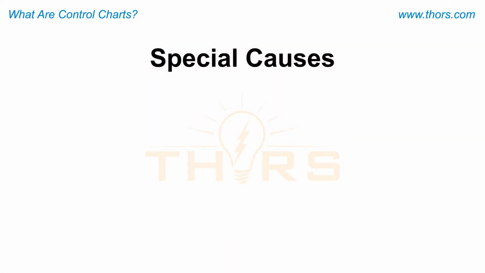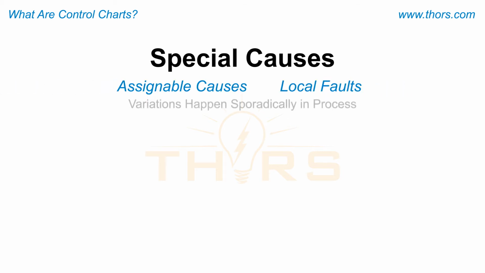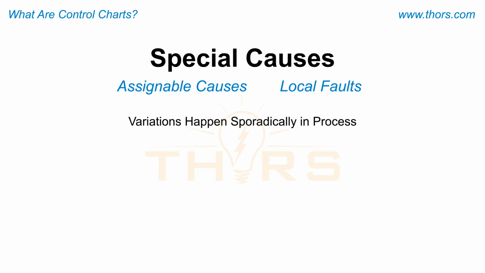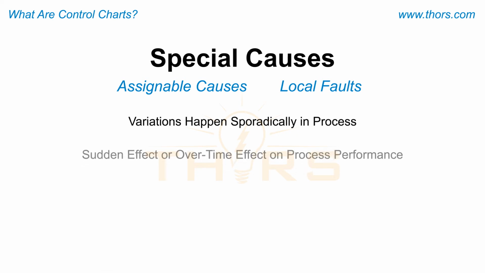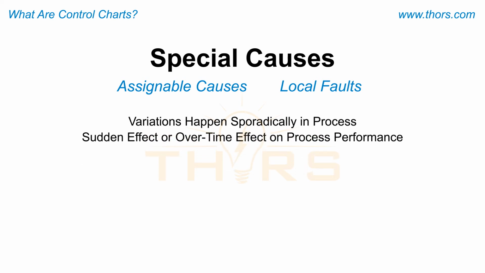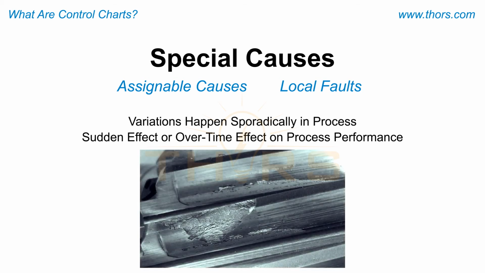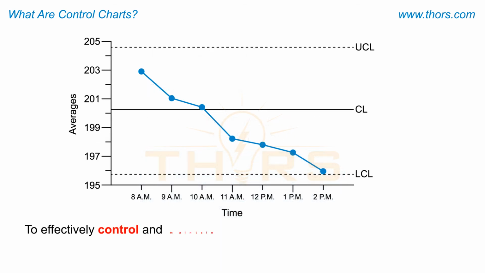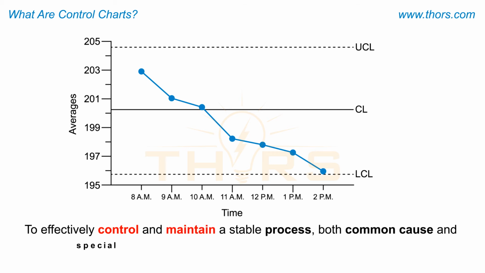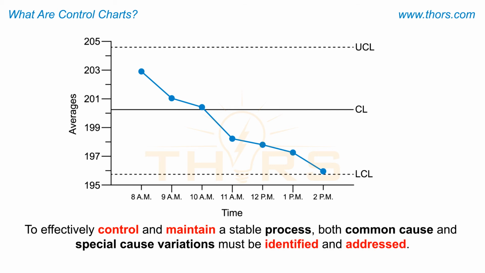Special causes, also called assignable causes or local faults, are variations that happen sporadically in the process that have a sudden effect or an effect over time on process performance, such as tooling wear. To effectively control and maintain a stable process, both common cause and special cause variations must be identified and addressed.